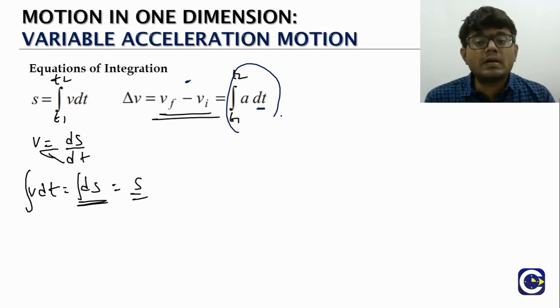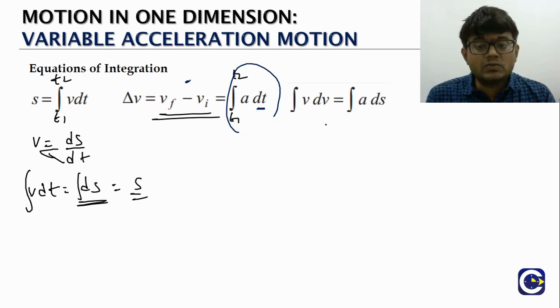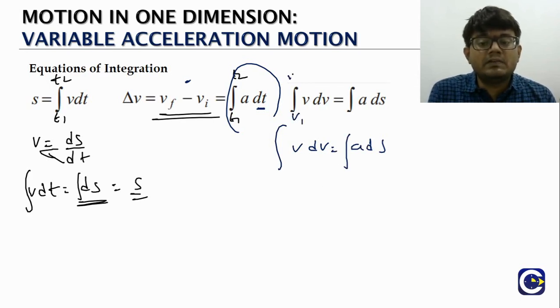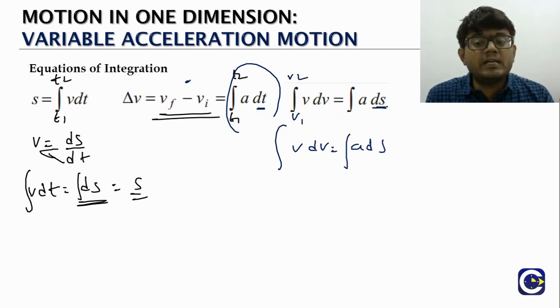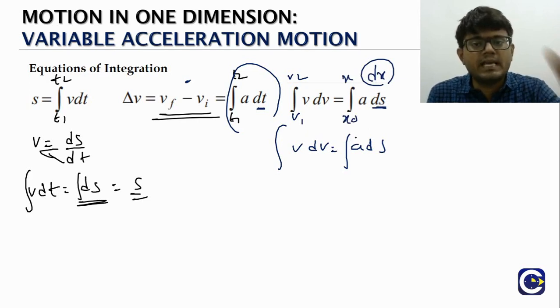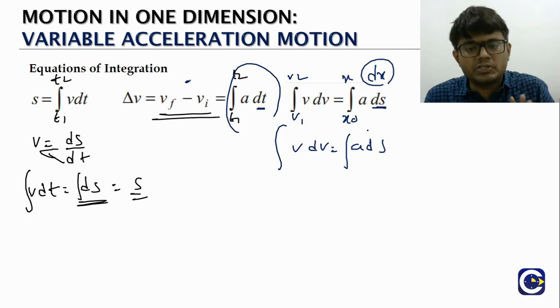Then we have one more differential equation that is not involving the time factor, correct? So what is it? Already we have seen v dv is equal to a ds. Here also we can integrate on both sides. On the left hand side, the integration limits are with respect to the velocity, v1 to v2. On the right hand side, the integration limits are with respect to displacement or position. So either we can say ds or we can say dx. So it will be x0 to x, or we can say x1 to x2. So initial position to final position. This is how we'll have the integration equation.